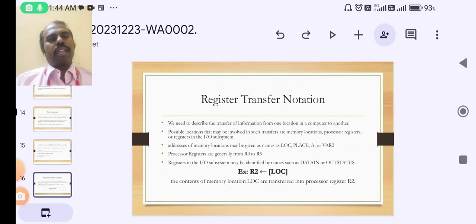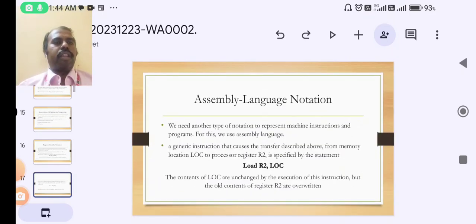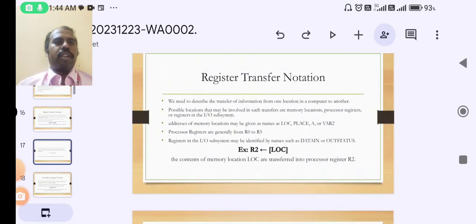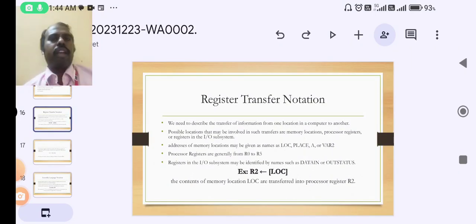First, we'll discuss the different types of notation. There are two different types of notation. One is the register transfer notation, and the other is the assembly language notation. So first, we'll see the register transfer notation.